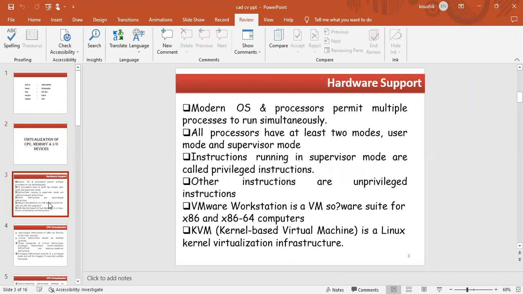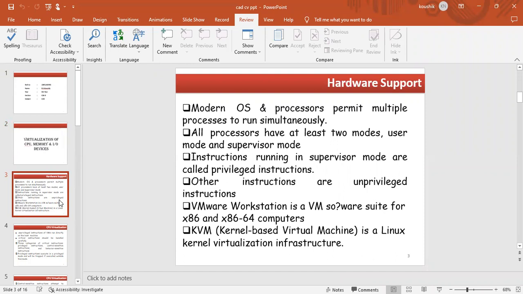Today my topic in CAD is about virtualization of CPU, memory, and I/O devices. Modern OS and processors permit multiple processes to run simultaneously. All processors have at least two modes, user mode and supervisor mode. Instructions running in supervisor mode are called privileged instructions. Other instructions are unprivileged instructions.